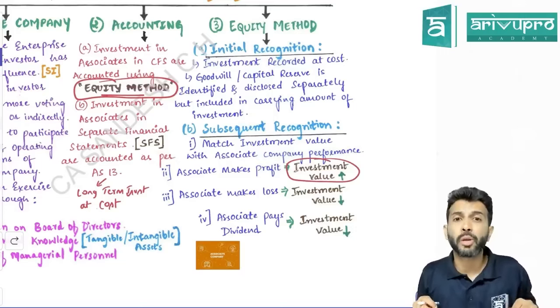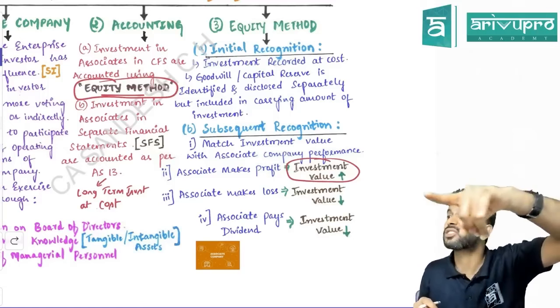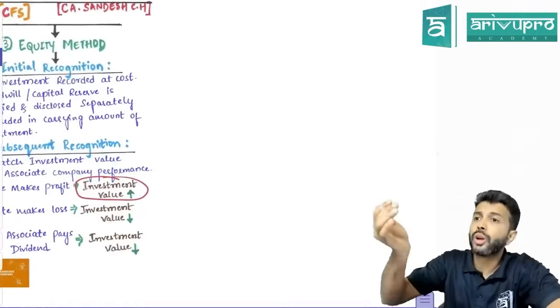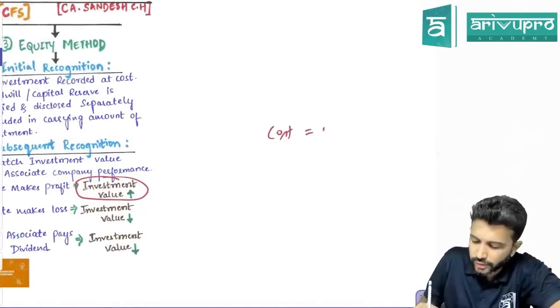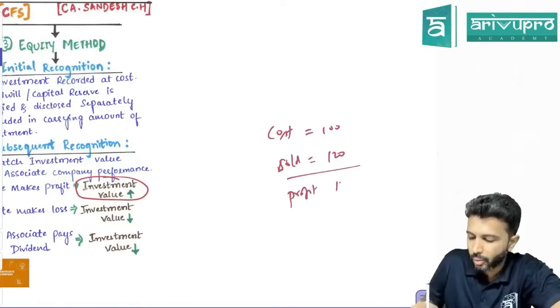If any company reports profit, their net assets will not be the same. Net assets will increase. Okay, visualize the simple things. You purchased the goods for 100 rupees and sold them for 120. That means you made a profit of how much?